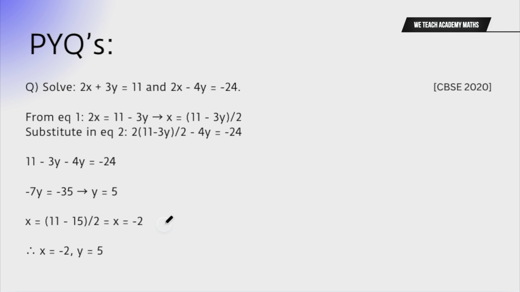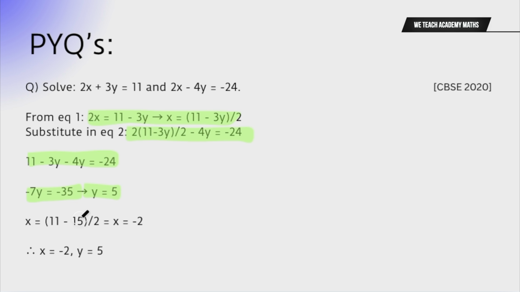Solve 2x plus 3y is equal to 11 and 2x minus 4y is equal to minus 24. This had also come in CBSE 2020. So it's a very important question. From equation 1, we do this, and we substitute in equation 2. So when you try to solve it, we get minus 24. When you substitute and cancel on both sides, we get y is equal to 5.